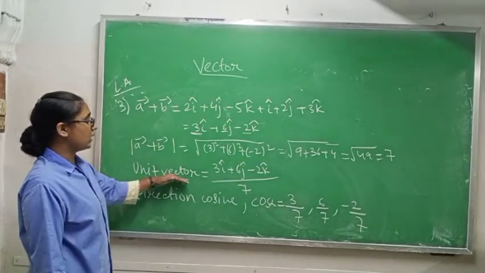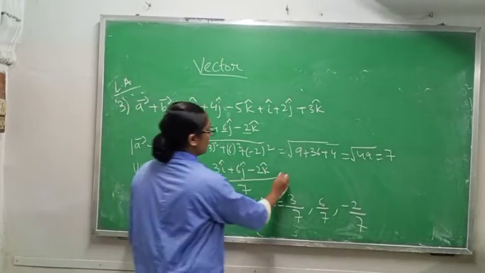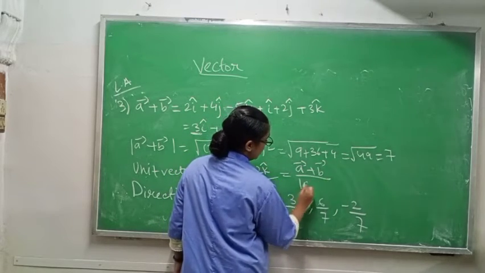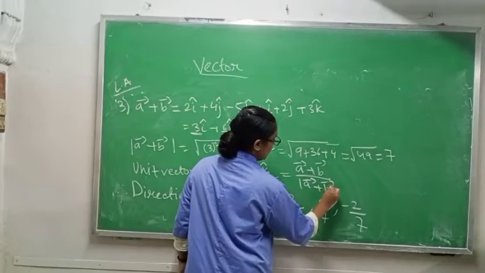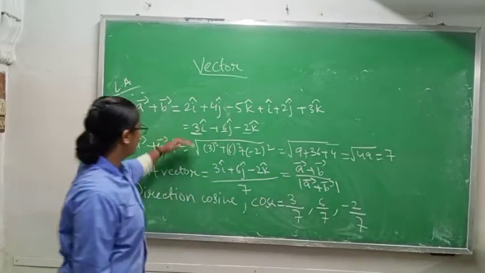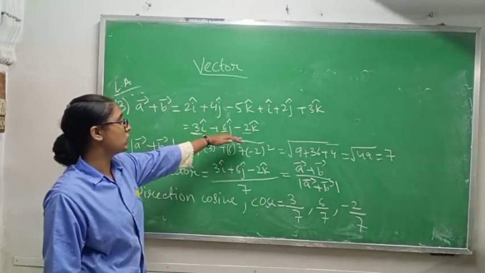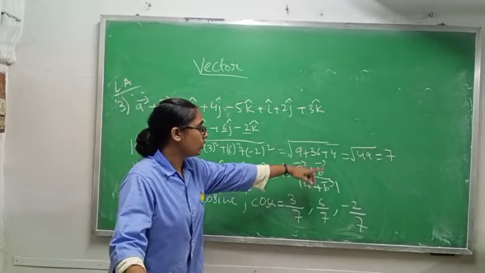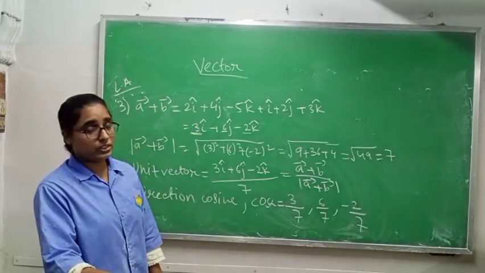Okay. Now the unit vector is A vector plus B vector by the mod of A vector plus B vector. So for A vector plus B vector, you got 3i plus 6j minus 2k, so that is why I am writing this. And the mod you got is 7, so that is why I am writing 7.